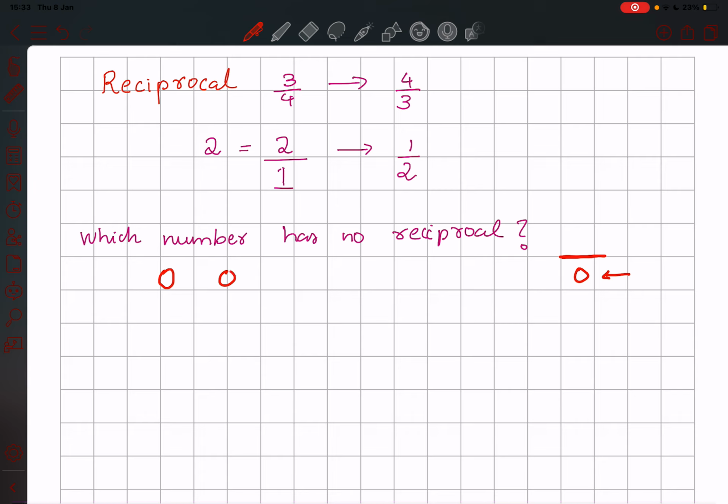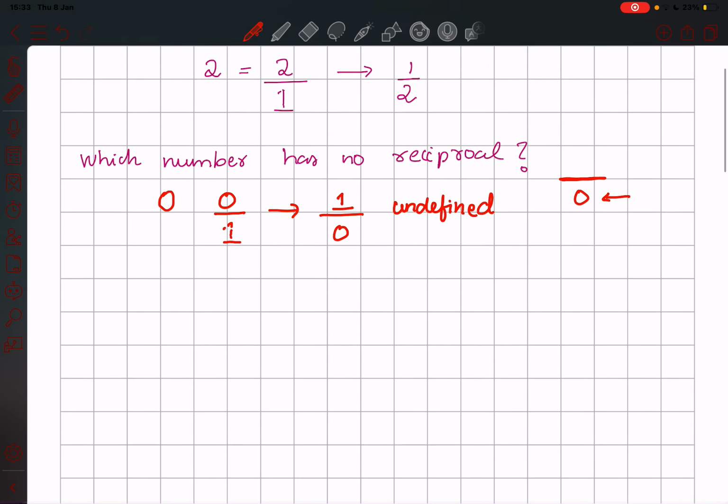because you can think of 0 as 0 over, there is that invisible 1. And if you take the reciprocal of this, you would get 1 over 0. And we know 1 over 0 is an undefined number in maths. So there is no reciprocal for the number 0. And that's our first question.